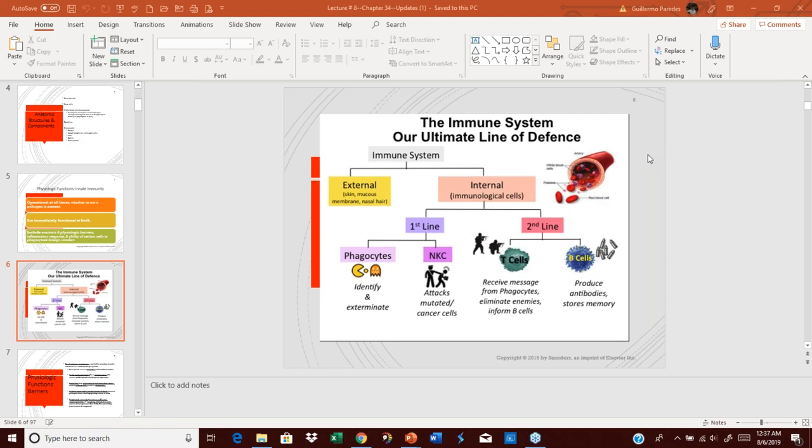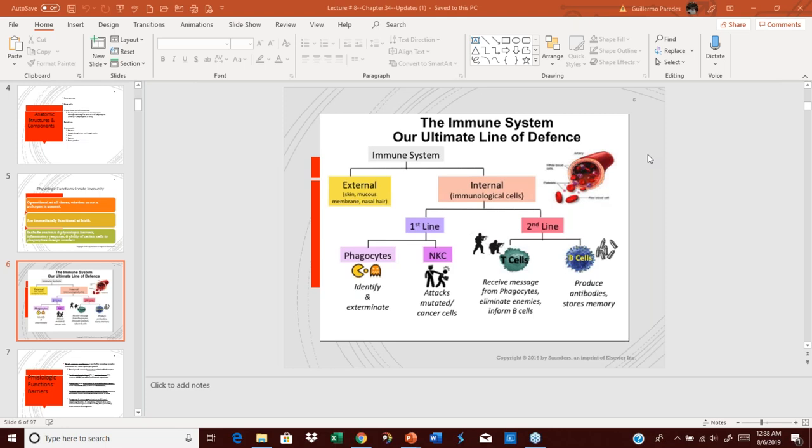The antibodies that are going to be released are immunoglobulin E. Remember, immunoglobulin E increases when you have allergic reactions and parasite infections. Sometimes it also appears in some neoplasias. I want you to review lupus.